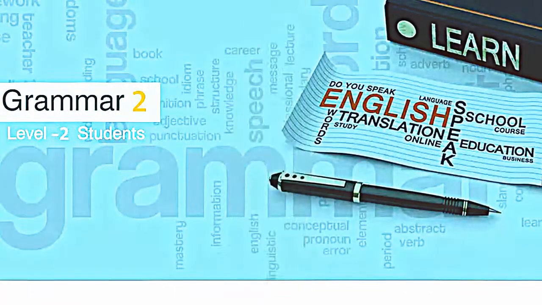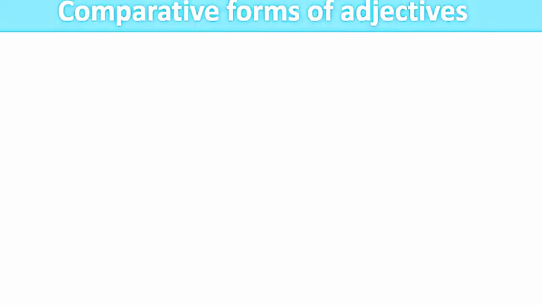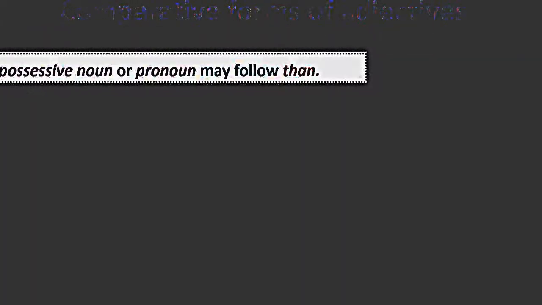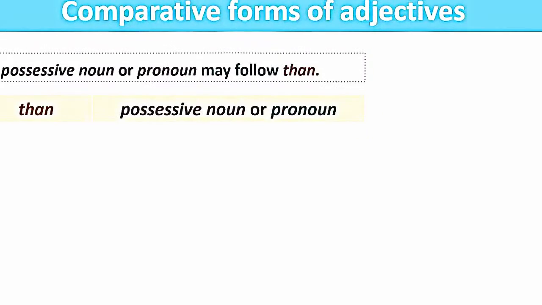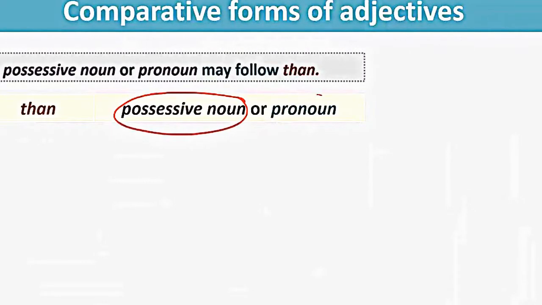Grammar 2 for Level 2 students. Chapter 9, Comparisons. Comparative forms of adjectives. A possessive noun or pronoun may follow than. See the structure. After than we write a possessive noun or possessive pronoun.